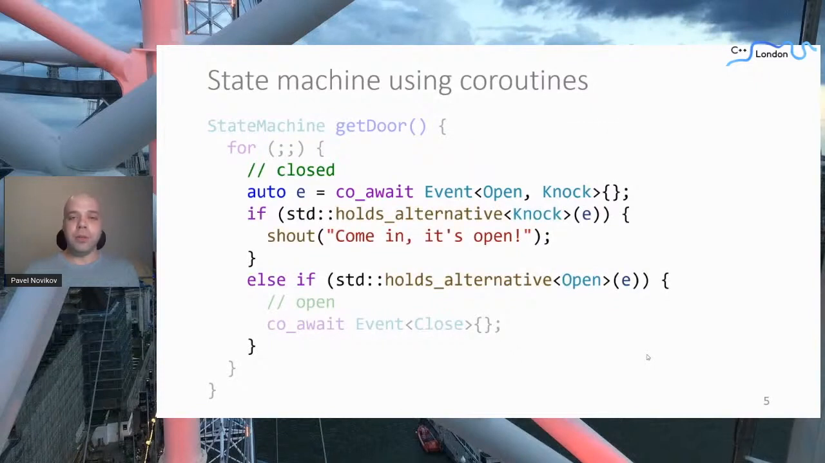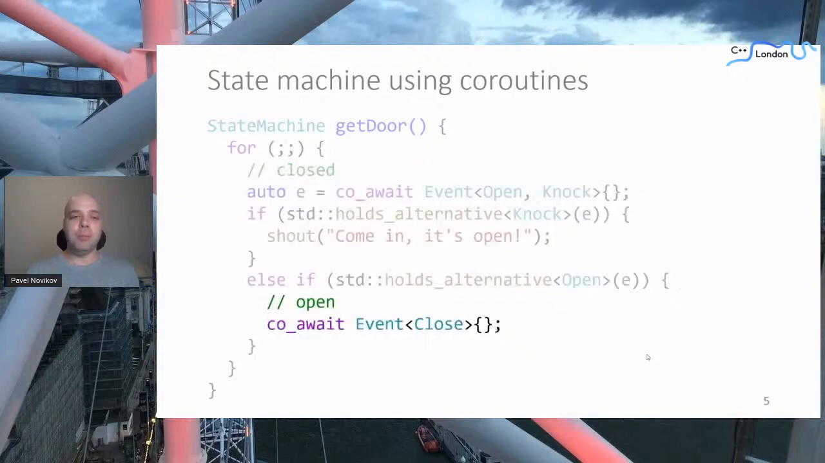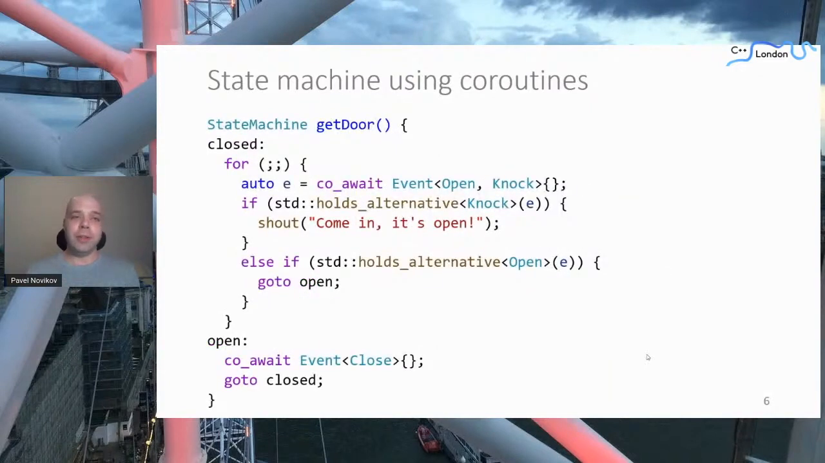If we got an event of type knock, we just answer with a line. Otherwise, we transition to state open, which we can see here implicitly. And in that state, we just wait for event close. And after we get it, we come back to the infinite loop and start all over again in the implicit state closed. Okay, we can rewrite that using labels and goto, and for some reason I like this better than the previous example. Blame me.